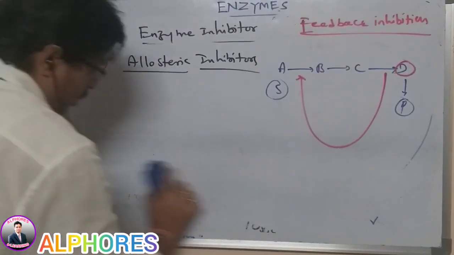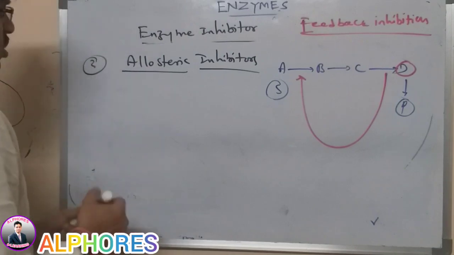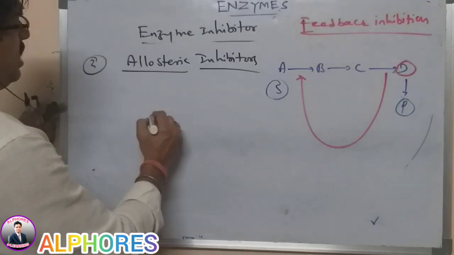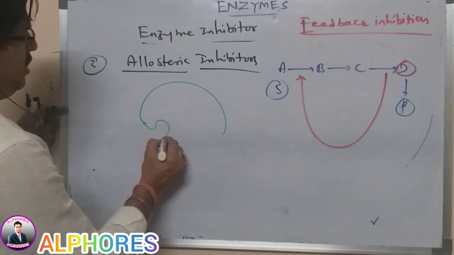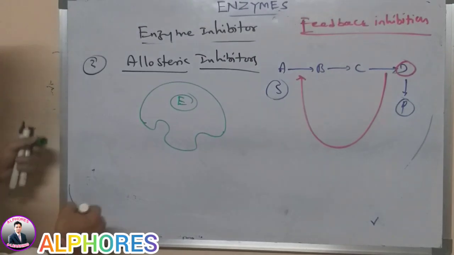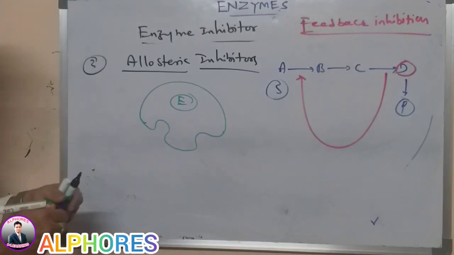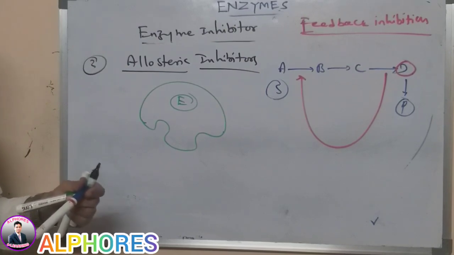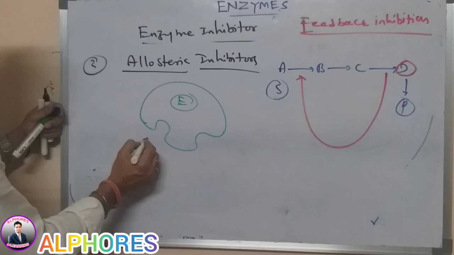For the allosteric case, I will show you the diagrammatic representation here. Suppose this is the enzyme. This is the site for the substrate molecule. The substrate molecule is going to join like this.